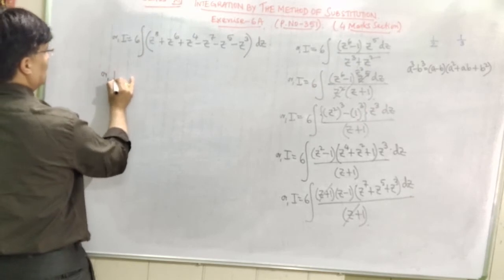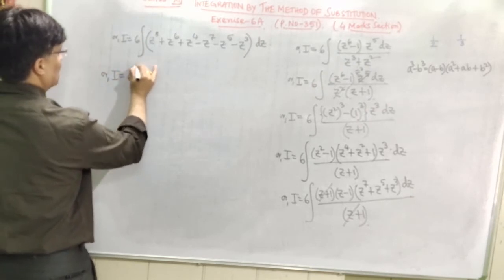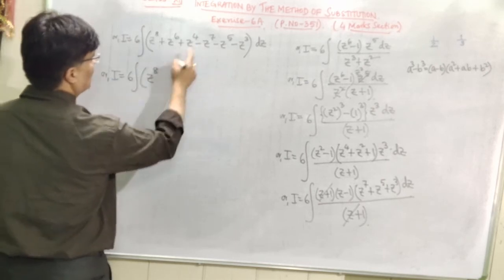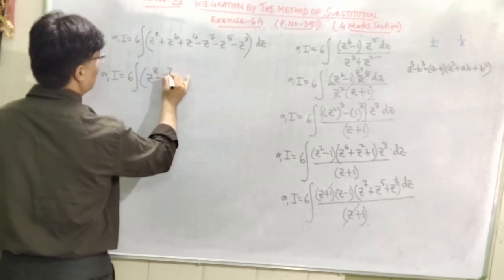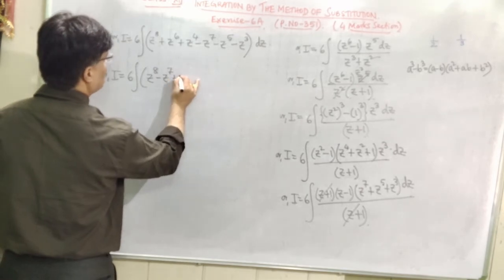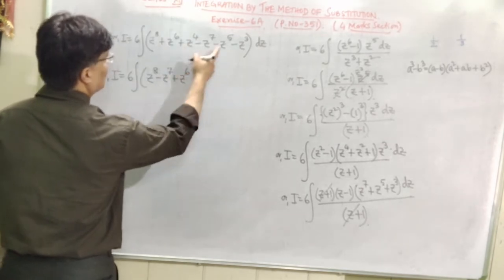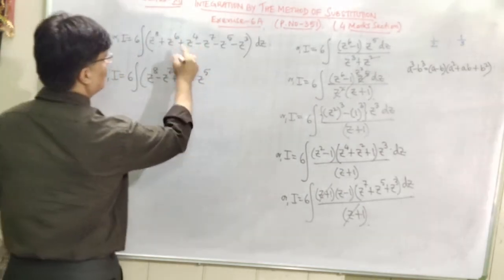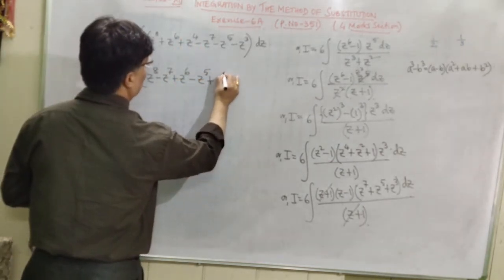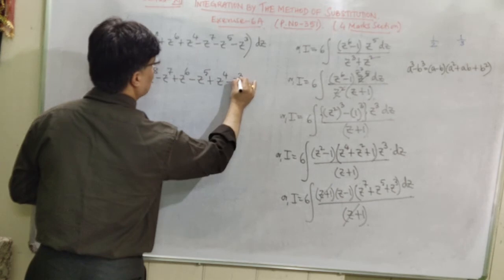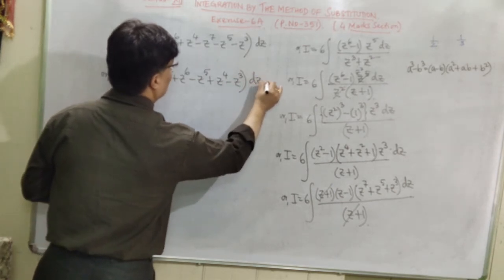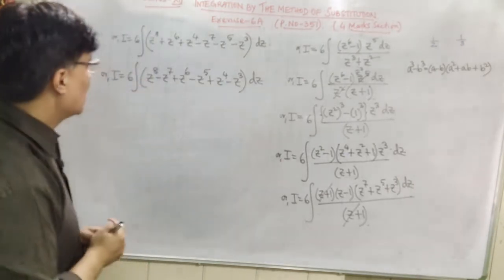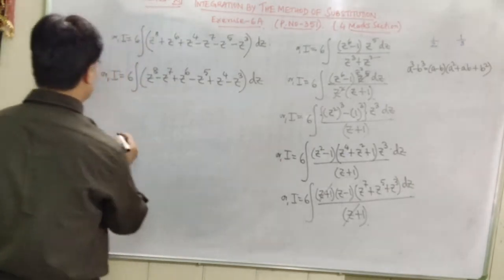So let us write down again 6. First you write the highest power z to the power 8, then comes minus z to the power 7, then comes plus z to the power 6, then comes minus z to the power 5, then comes plus z to the power 4, then comes minus z cube, bracket closed, dz. Is that clear now? So now let us separate them to integrate it.